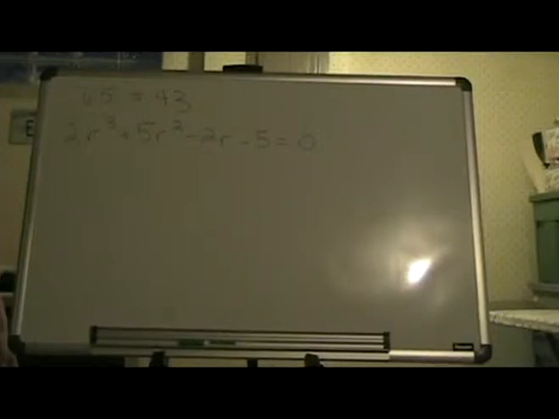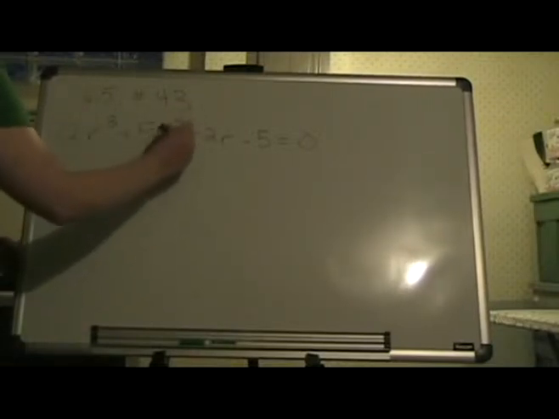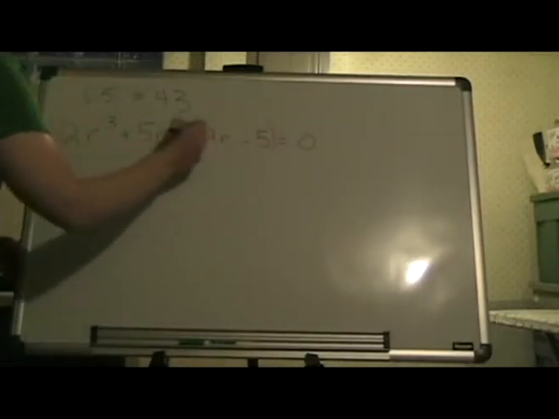Go. We are going to do problem number 43 in 6.5, and we are asked to solve this problem. Since we have 4 terms in this polynomial, we are going to factor by grouping. So now the first thing in factoring by grouping is we're going to break this into 2 parts, a first part and a second part.